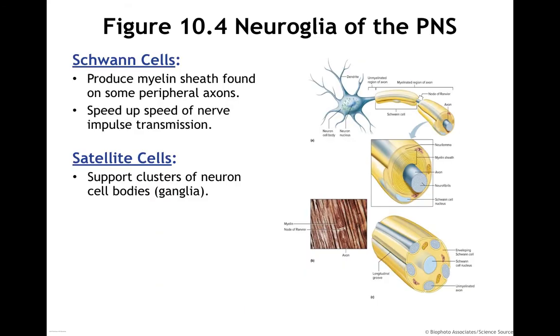In the peripheral nervous system, we have two neuroglia cells. Schwann cells produce the myelin sheaths in peripheral axons. That is going to speed up nerve transmission by allowing for saltatory conduction, which we'll talk about later. And satellite cells, which are clusters of cells that support neuron cell bodies or ganglia.